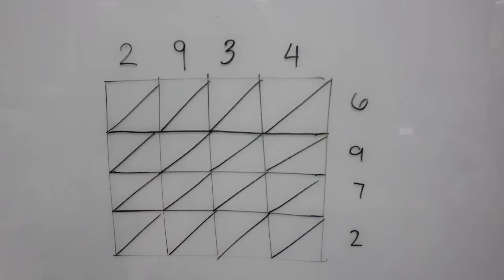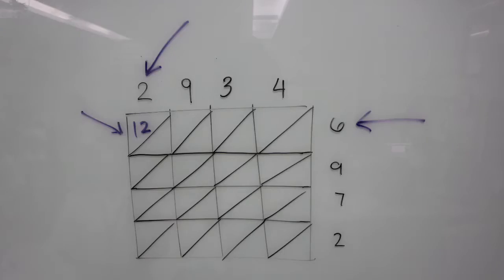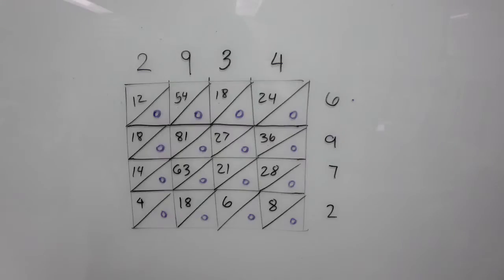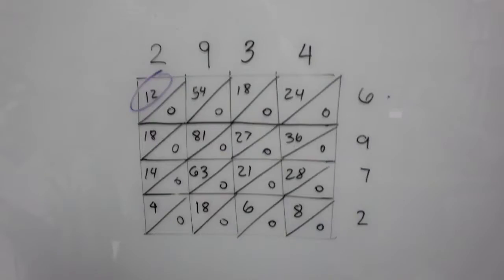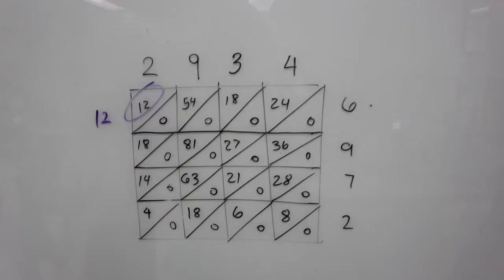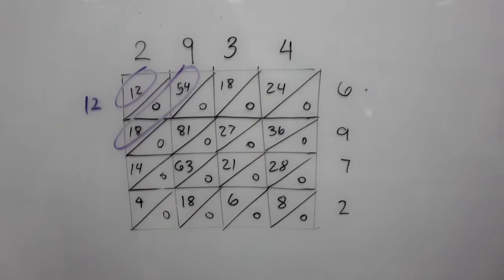Then proceed to draw a diagonal line in each cell. Multiply a column entry by a row entry and afterwards write the answer in the cell. Write zeros under each diagonal. Afterwards, get the sum of each diagonal. Continue doing this process until you have all the sums of all the diagonals.